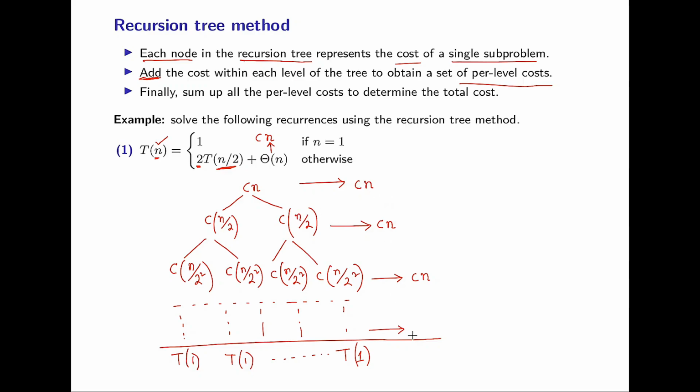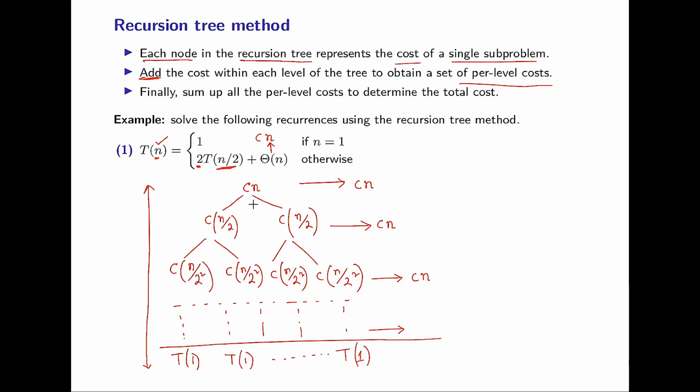Now, at this level, how do we find out this level? First of all, you do one thing. You just compute the height of the tree. Here it will stop at T1 and it starts from the topmost level, level 0. So what is the height?